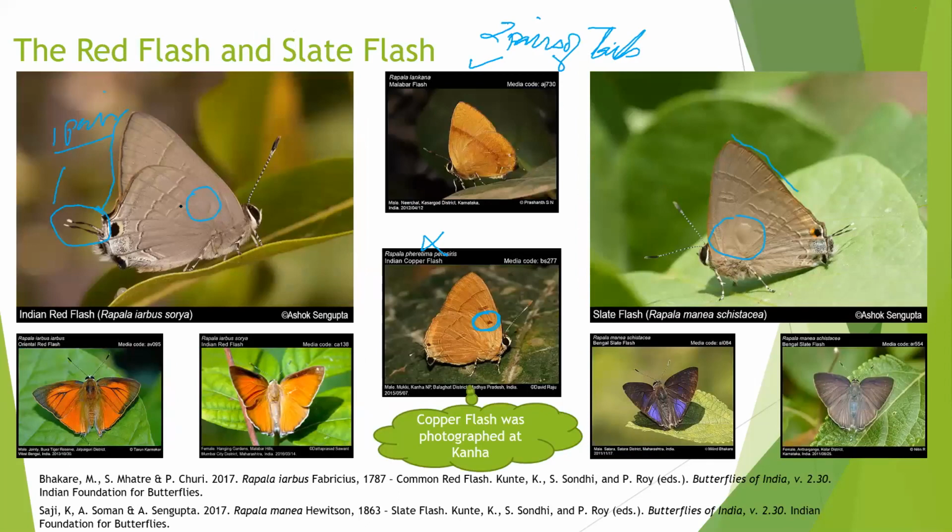You can see here these two bands. This particular end cell band is not touching anywhere near the post-discal band. So in both cases, in slate flash also, it is not touching. It is separate. Okay, that's how they are different from each other.